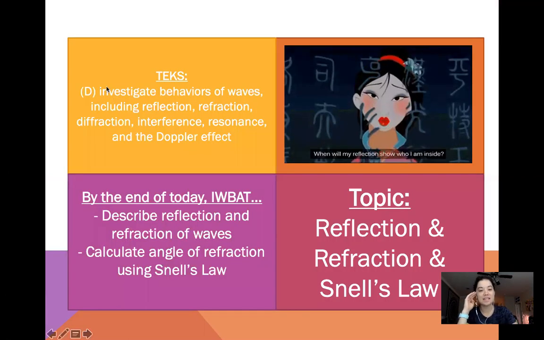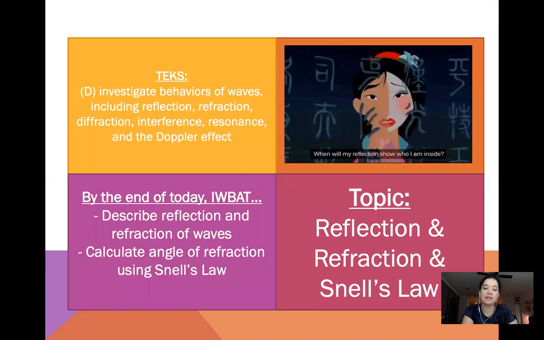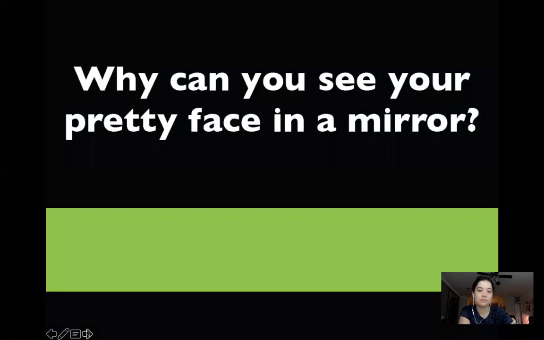So by the end of the day today, you will be able to describe reflection and refraction of waves, as well as calculate the angle of refraction using Snell's law. So why is it that all of you, when you look into a mirror, can see your cute little faces reflected back at you?